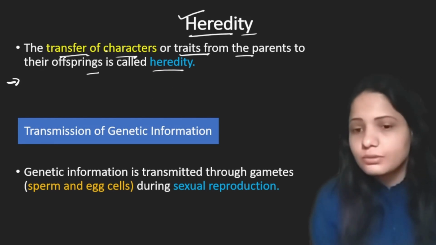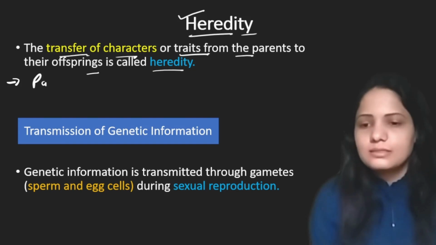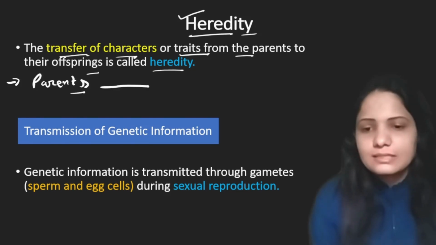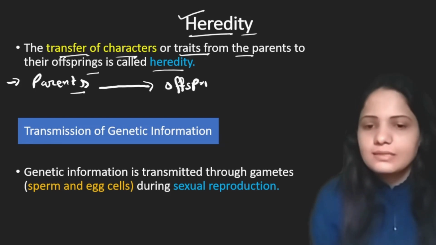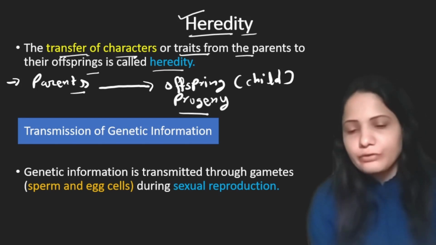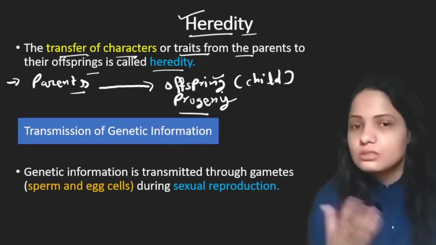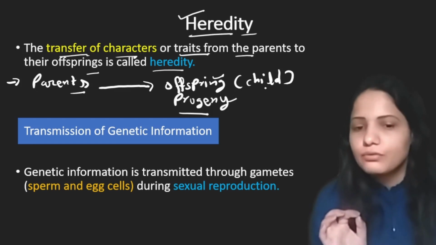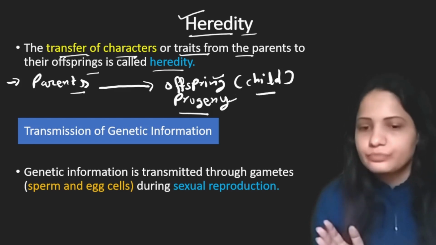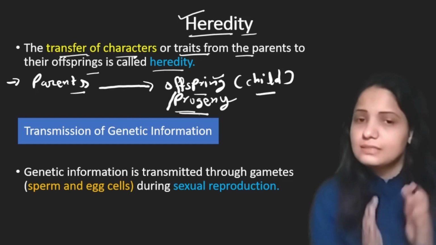Heredity is transfer of characters. Now what are these characters? What are these traits? We have to understand this. We know parents give rise to their offspring. Offspring means their child, or there is another term for offspring in genetics: progeny. You have to remember these terms. What is offspring? What is progeny? Offspring is child. We use this term offspring for child in genetics and biology, and this term progeny is also used. Parents give rise to their offspring and progeny.